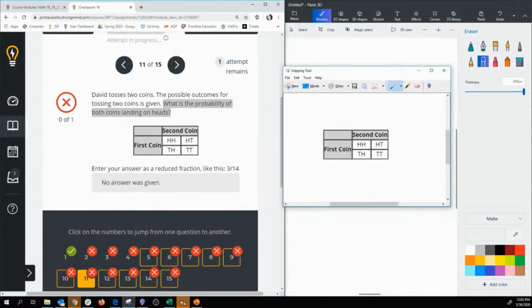All right. So I have this one option where both of them are landing on heads, right? So that's one option. And I have 4 total outcomes in this table. So I would have 1 over 4. So the probability of both coins landing on heads here would be 1 over 4. We good to go to the next one?